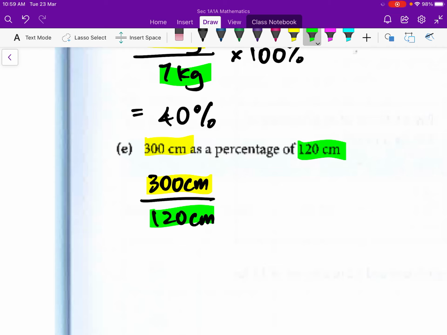We have to understand the English. 300 cm out of 120 cm. So out of means over. And here we have multiplied by 100%. What? 250%. Okay. Finish.